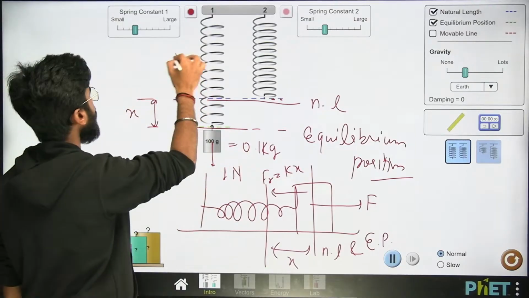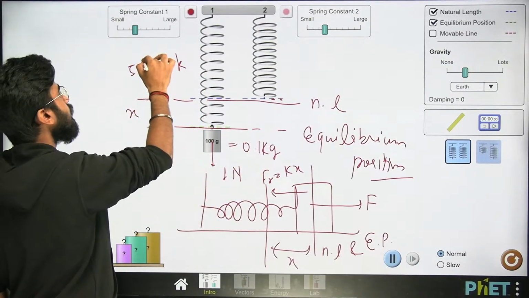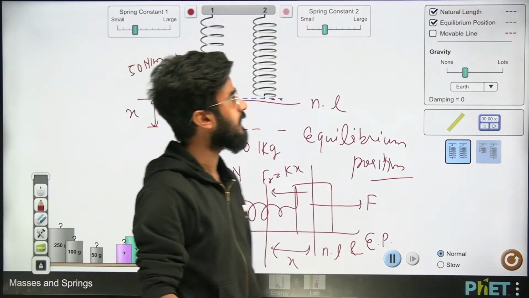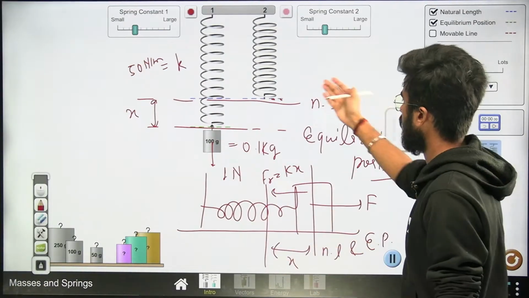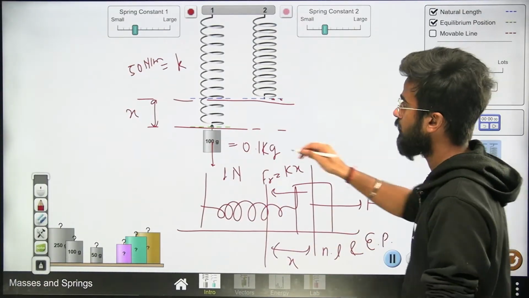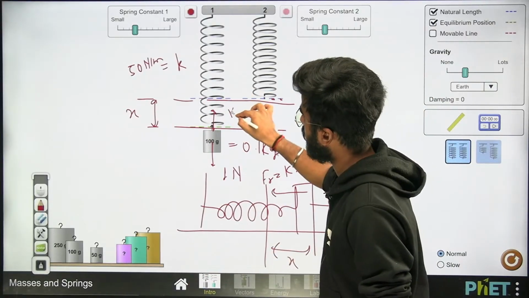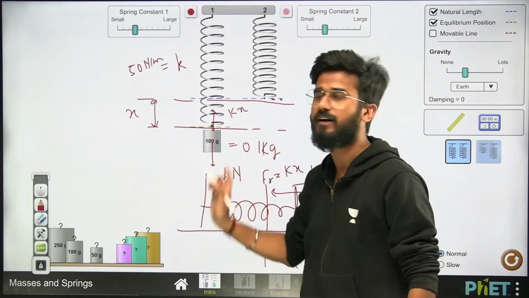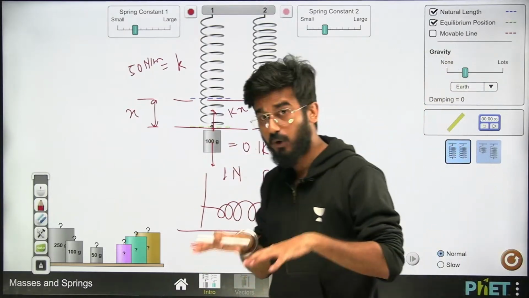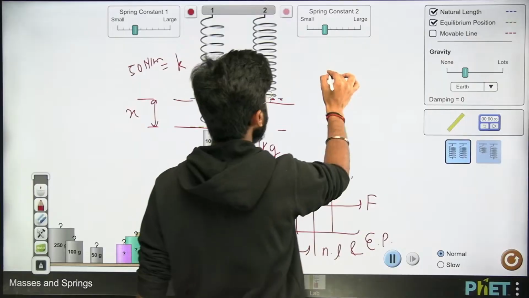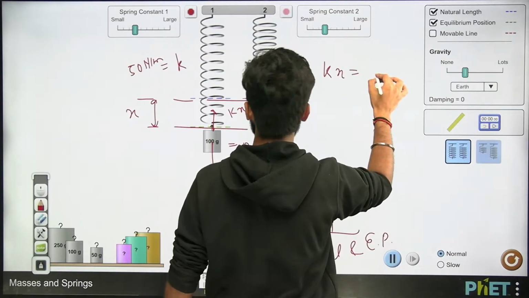Suppose that K is equal to 50 Newton per meter in this particular question. Now the mass is 100 gram, weight 1 Newton. We have to find the extension from the natural length. How will we find it? Just look at me. Since 1 Newton is in the downward direction, there will be Kx in the upward direction. If it is in equilibrium, then all the forces will be balanced. Yes or no? It means Kx is equal to 1.